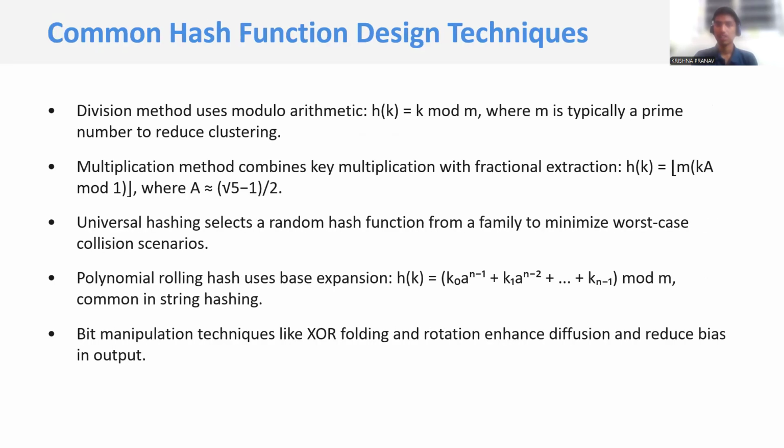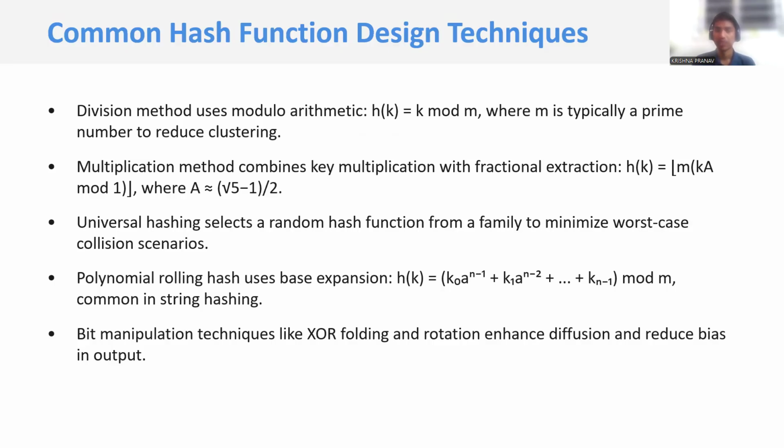Common hash function design techniques. Division method uses modular arithmetic, h(k) = k mod m, where m is typically a prime number to reduce clustering. Multiplication method combines key multiplication with fractional extraction, h(k) = floor(m(kA mod 1)), where A equals (root 5 minus 1) divided by 2.